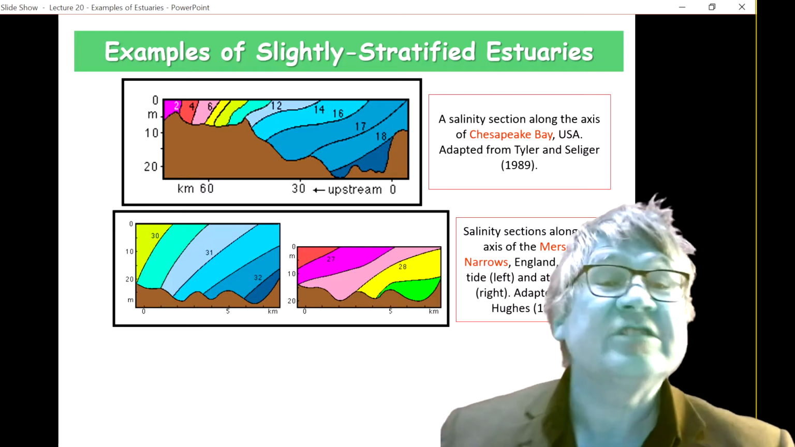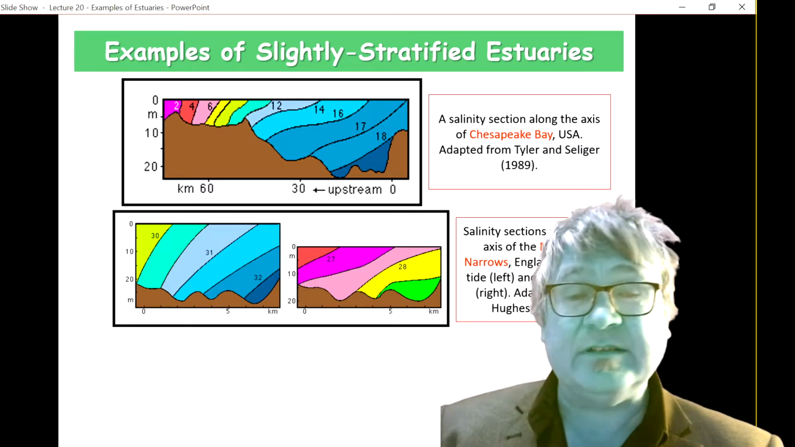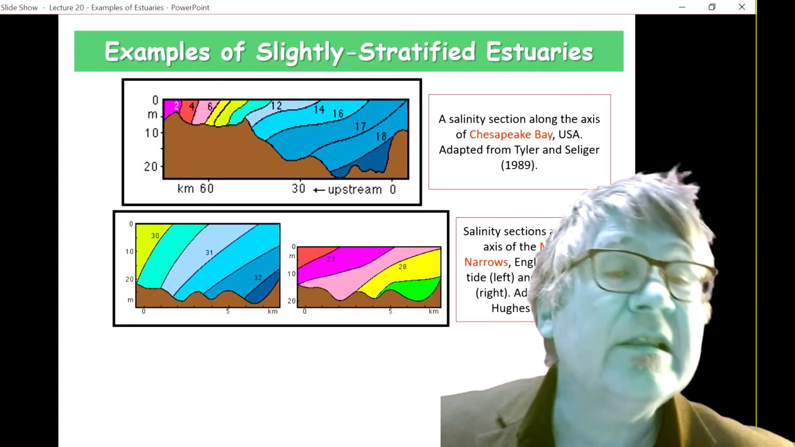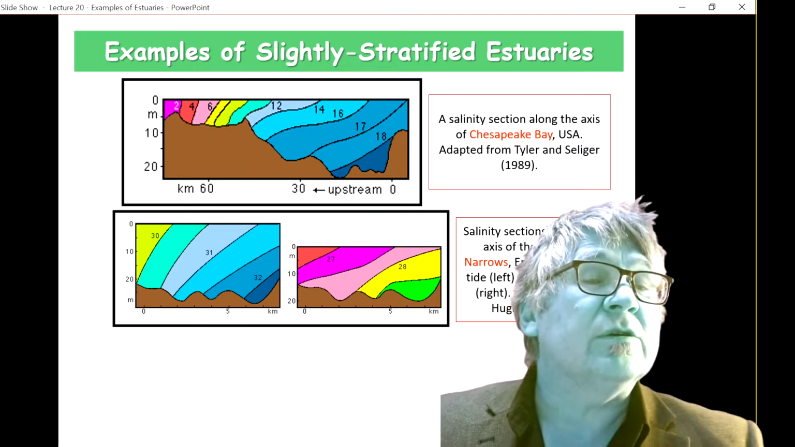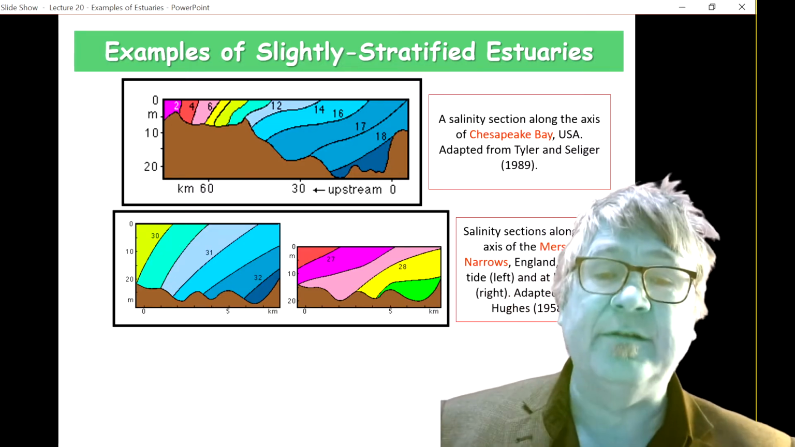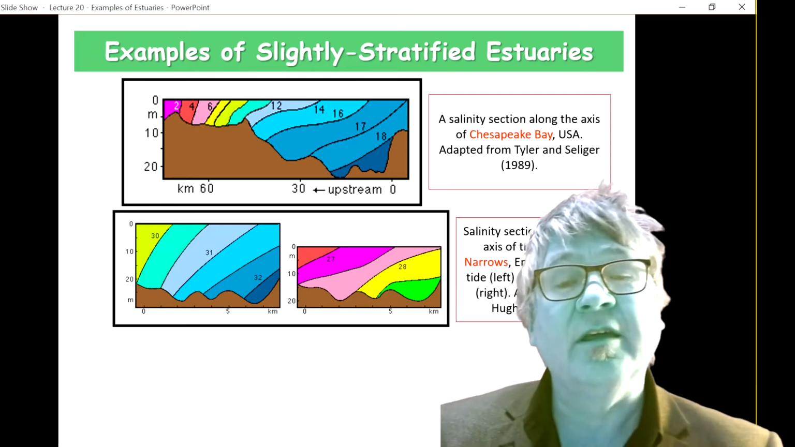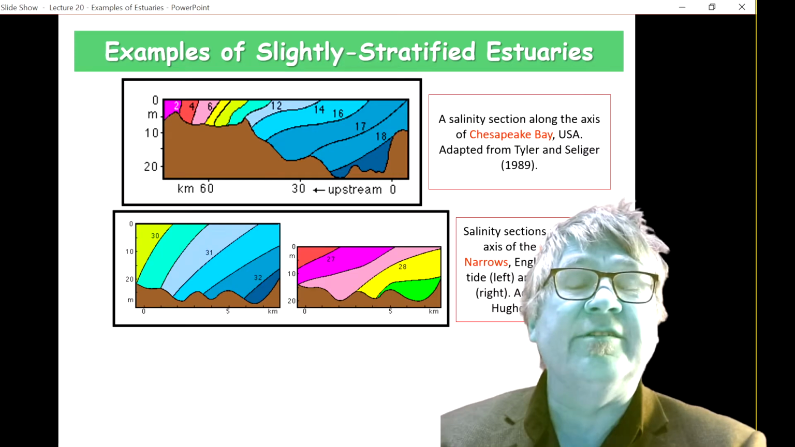Okay, let's just talk about slightly stratified estuaries. There are estuaries that are always slightly stratified. The freshwater supply through catchments is relatively constant over the year, and the tides never change in an estuary. And there you get distributions like this.